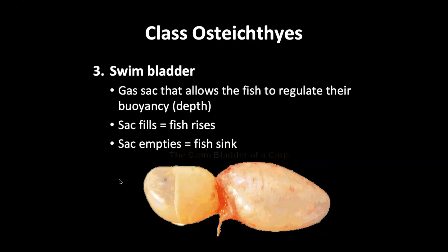Third characteristic that you'll see with the osteichthyes is they have a swim bladder. This swim bladder is a gas sac that allows for the fish to regulate their buoyancy or their depth in the water. And so what will happen is you'll see these fish without having to swim up or down. They can actually just sit there, fill their swim bladder up with air, and that allows the fish to rise in the water. And then when that air empties out, it allows for them to sink back down. So they can actually determine their position in the water using the swim bladder.